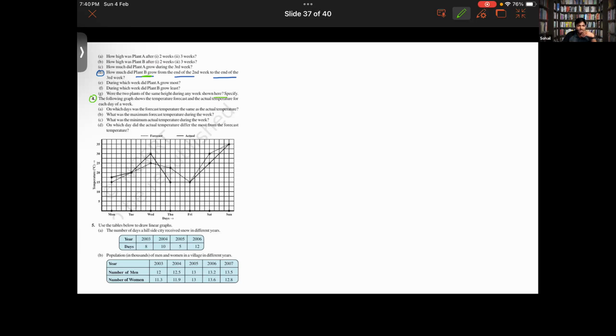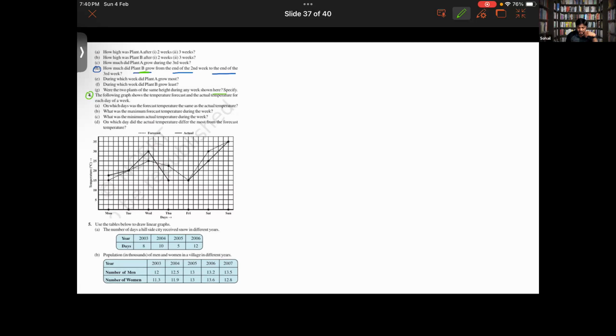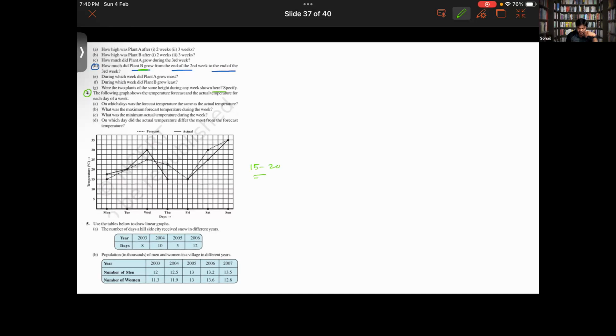Also, you have to be very careful because the dotted line shows the forecasted temperature, what the meteorological department predicted कि ये temperature हो सकता है. But the solid line is showing you the actual temperature. Yes, sir. What was the minimum actual temperature during the week? So it will be 17 or 18, between 15 to 20. So we can write it as 15 to 20, right? Yes, sir.